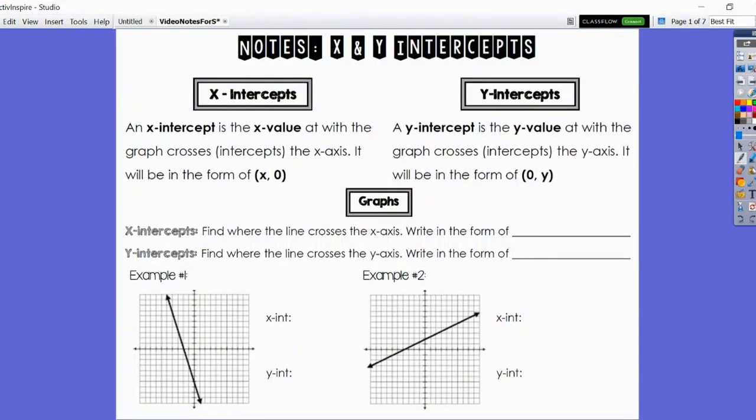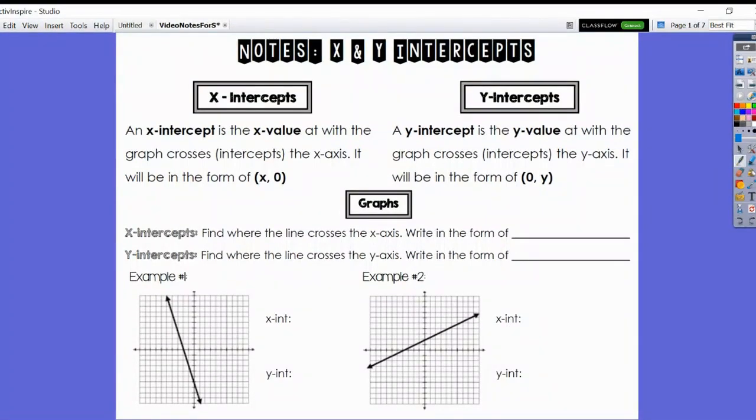In today's lesson, we're going to learn about slope-intercept form. We learned about slope last class, so this class we're going to learn about x and y intercepts before we combine it together for slope-intercept form.